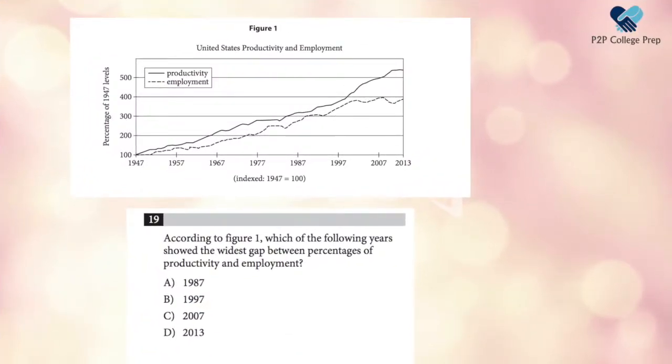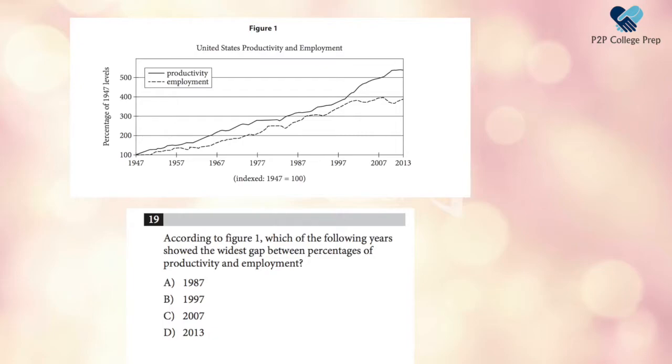Question 19 is a graph question. What's nice about the graph questions is it doesn't really require a lot of math knowledge. It's pretty straightforward, so let's take a look. Question 19 says, according to figure 1, which of the following years showed the widest gap between percentages of productivity and employment? So for these types of questions, we're going to have to look at all the answer options and compare and then choose one with the biggest gap.